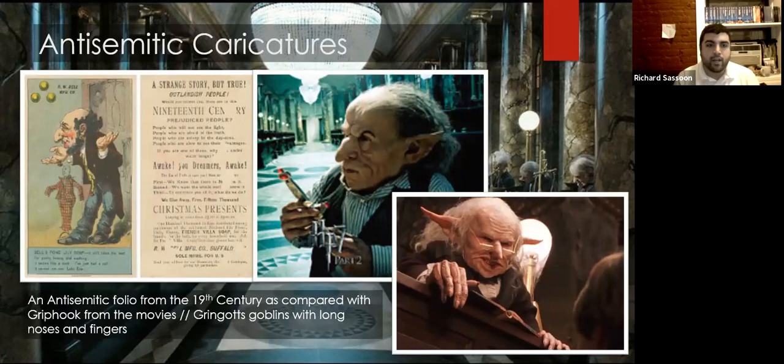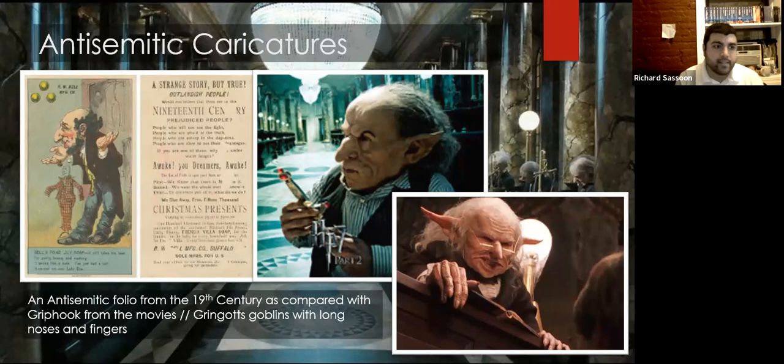You can see the anti-Semitic cartoon on the left and Griphook on the right. You have the large nose, the balding hair, the sort of plaintive expression. Goblins are referred to by dark wizards as having long fingers and sort of a menacing approach. You can see the goblin that first meets Harry in the Sorcerer's Stone on the lower right-hand side, that looks very similar to an anti-Semitic caricature.